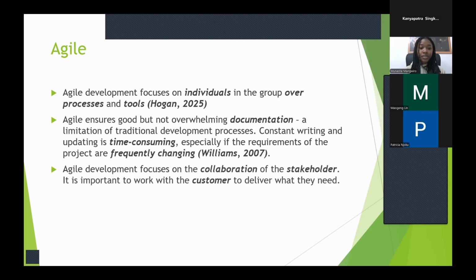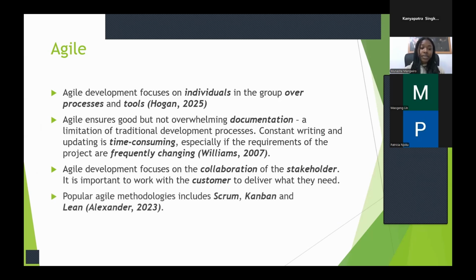Agile development focuses on the collaboration of the stakeholder. It is important to work with customers to deliver what they need. Popular Agile methodologies include Scrum, Kanban, and Lean.